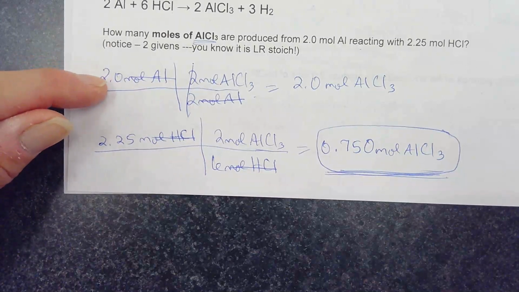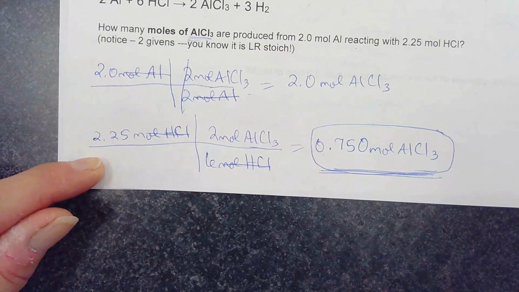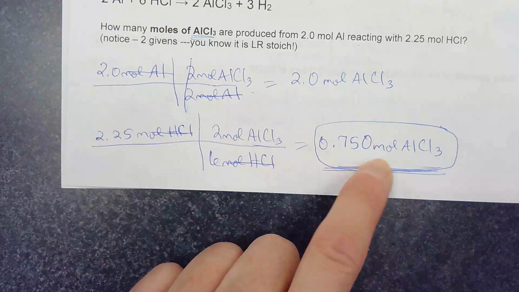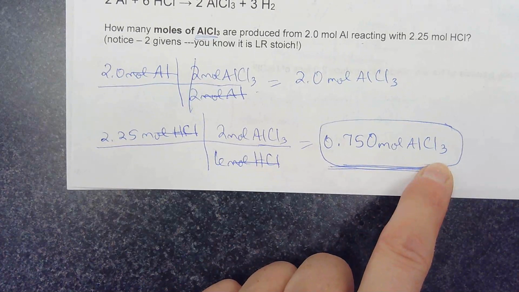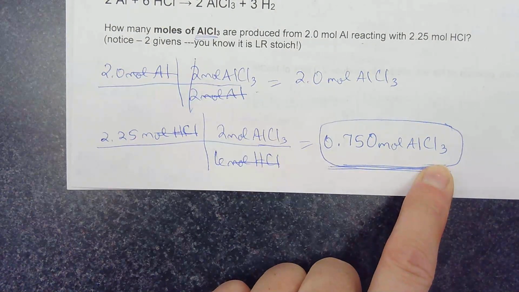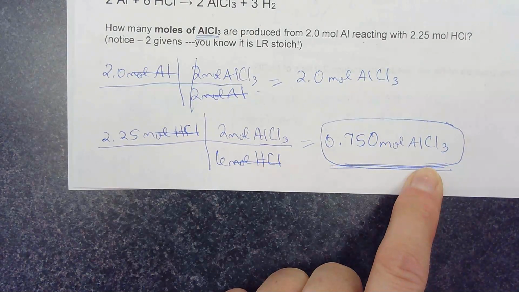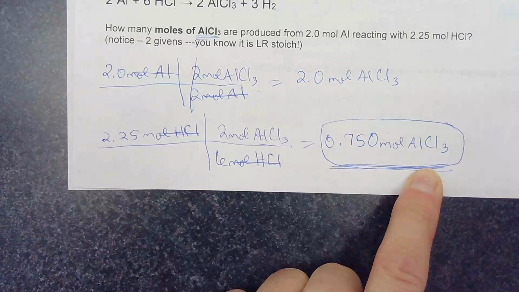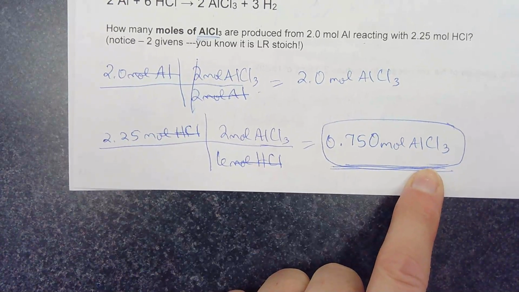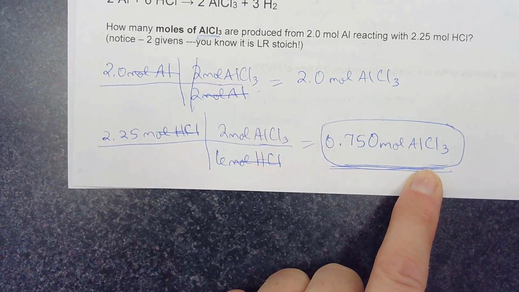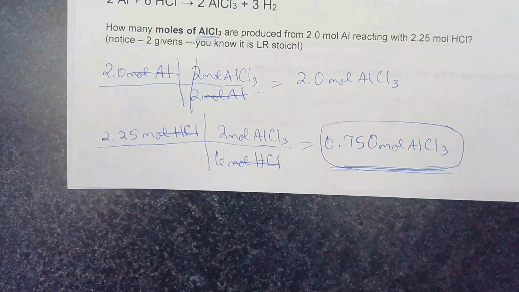So when 2 moles of aluminum reacts with 2.25 moles of hydrochloric acid, you're only going to get out 0.75 moles of aluminum chloride. Now let me ask a question. Are you going to have excess aluminum? Is there going to be unreacted aluminum? Yes, there will be unreacted aluminum. How do you know you've got unreacted aluminum?